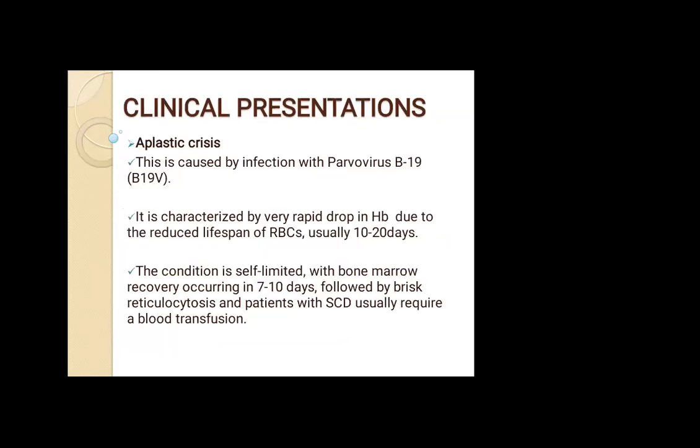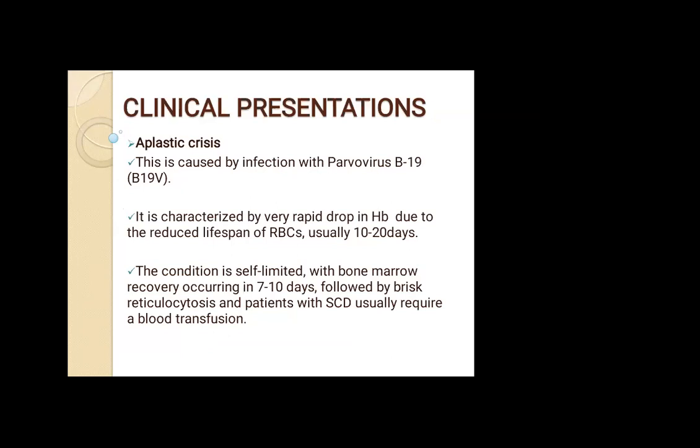We also have the aplastic crisis, which is commonly due to the infection parvovirus B19. This virus affects the progenitor of the erythroblast, right at the bone marrow, which affects the production of red blood cells.